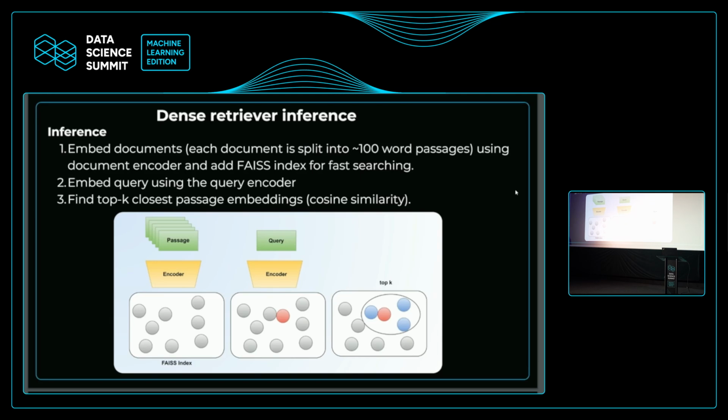And okay, so now we have a model. How do we perform inference on it? How do we query it efficiently?